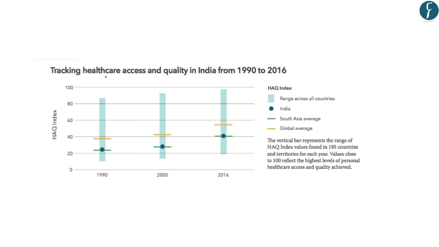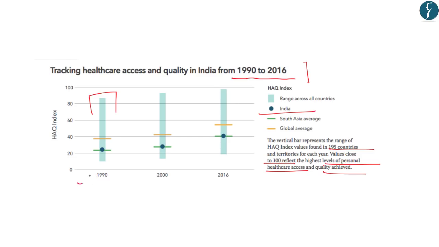Now this report, as it says, tracks healthcare access and quality in India from 1990 to 2016. Here it reads, the vertical bar, that is this vertical bar, represents the range of the healthcare quality index. Values close to 100 reflect the highest levels of personal healthcare access and quality achieved. And this is for India.